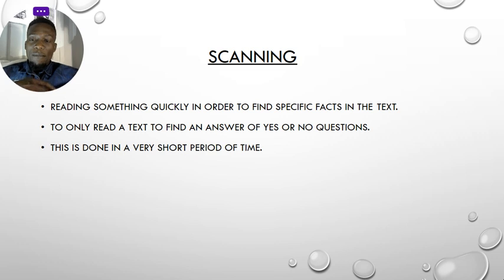So that's what you call reading something quickly in order to find the specific fact or answer. They will ask, maybe, what is the preposition of the specific word, and then you go in the text, find the preposition of the specific word that you are given, and write it down there. Or you will be asked, when did Namibia get independence? Was it in 1990 or 1994? So you go in the text and find out. If it's 1990, you give the right answer because you have done what? Scanning. So you only read a text to find an answer to a yes or no question.